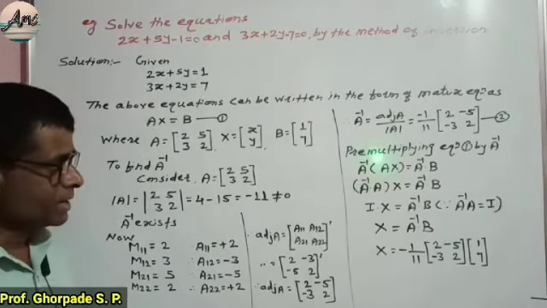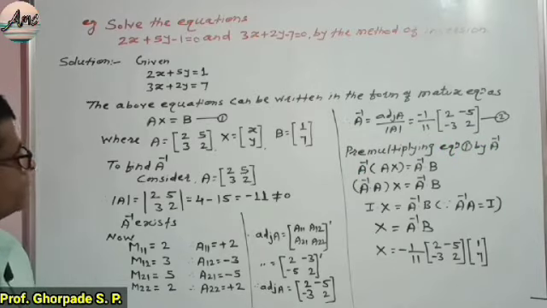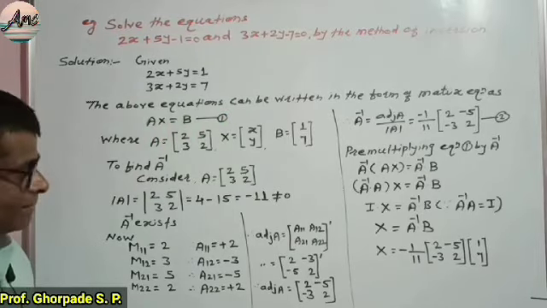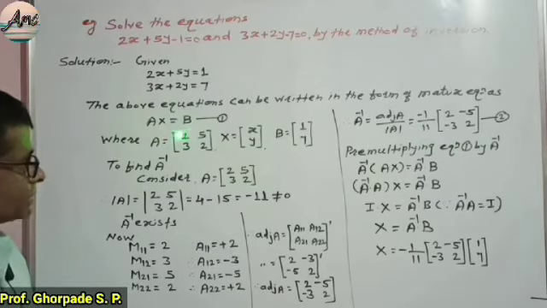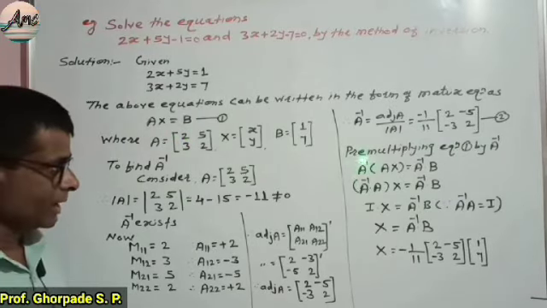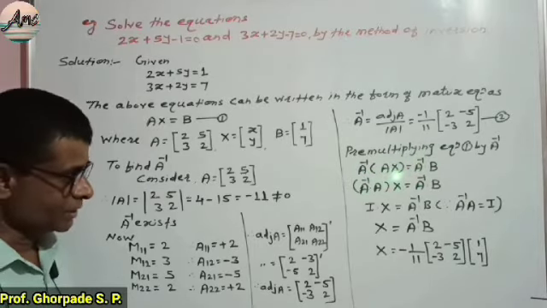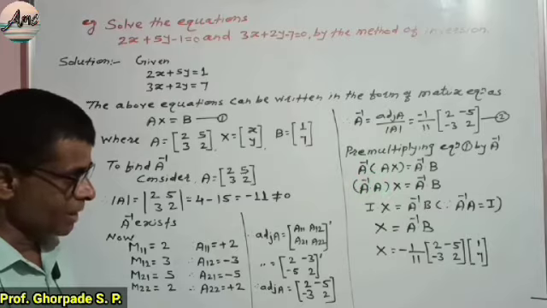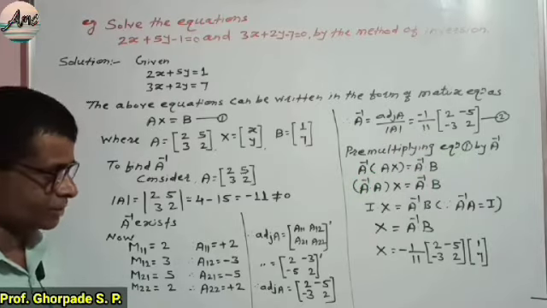So for that, pre-multiplying equation 1 by A inverse. So this is the equation number 1. You have to pre-multiply A inverse to both sides of this equation 1. So then what will we get? A inverse into AX is equal to what? A inverse into B. This can be further written as A inverse into A into X is equal to the right-hand side, A inverse into B as it is.